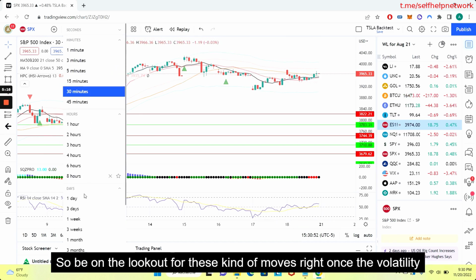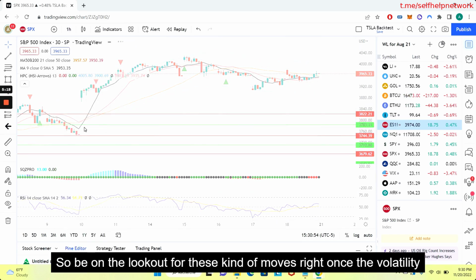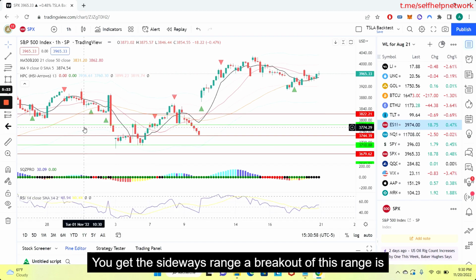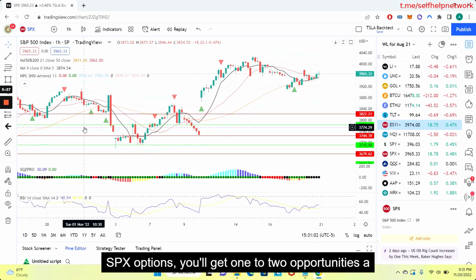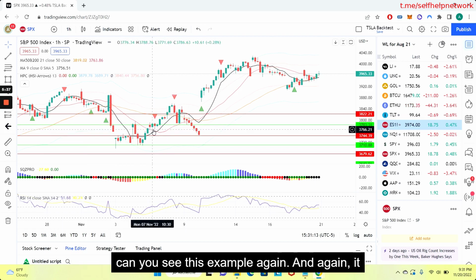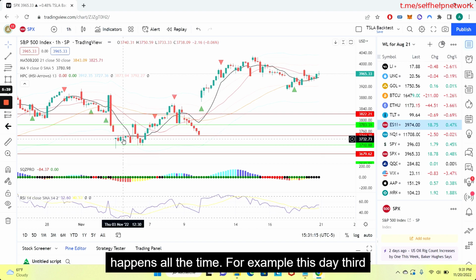So be on the lookout for these kinds of moves. Once the volatility has died down after the open, you get the sideways range. A breakout of this range is perfect for scalping. With SPX options, you will get 1 to 2 opportunities a day, and that's all you need. The same thing can also be used for futures if you want to scalp those. But you see this example again and again. It happens all the time.